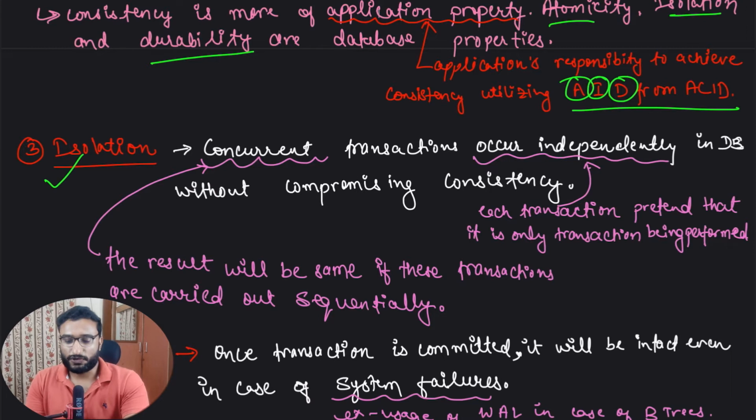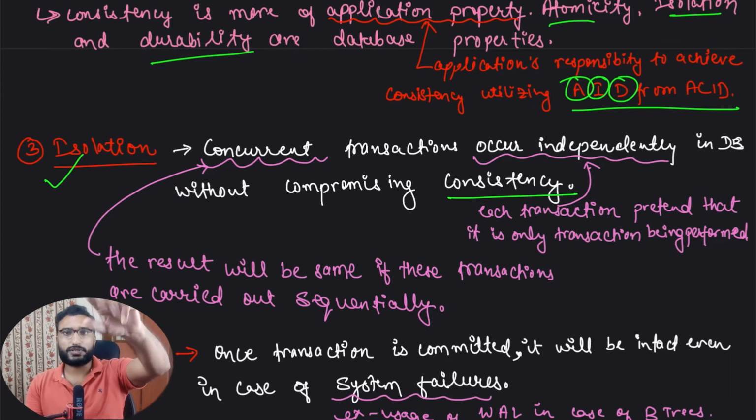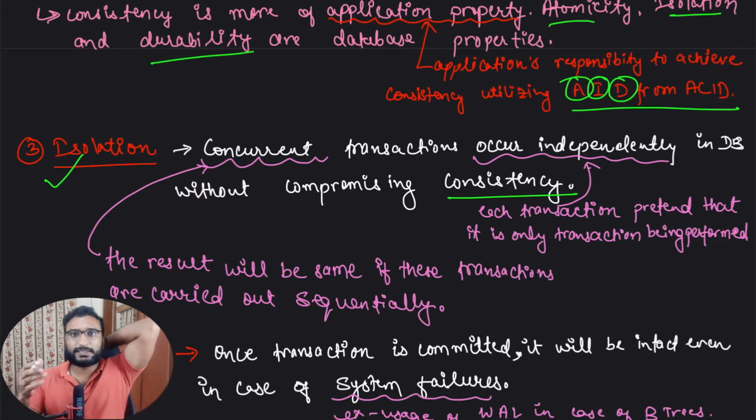Now let's move to the third property, which is isolation. When we say isolation, what we mean by isolation is concurrent transactions occur independently in DB without compromising consistency. So when we say occur independently, there can be multiple transactions going on in database. ठीक है, ऐसा तो होगा नहीं कि मैं एक database एक operation एक time पे करूँगा या फिर I am performing only single transaction at a time. That is not possible. मतलब possible है, but that's not a viable scenario. समझ रहे हो ना बात?